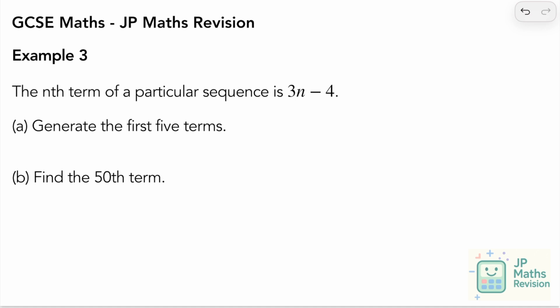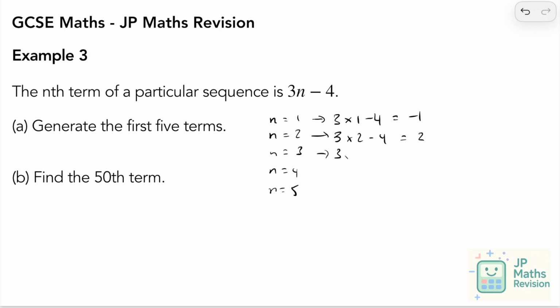This example here, it says the nth term of a particular sequence is 3n minus 4, generate the first 5 terms. So again, we're going to replace n with 1, 2, 3, 4 and 5. If we do that, when n is 1, we're going to do 3 times 1 minus 4, which is minus 1. When n is 2, we're going to do 3 times 2 minus 4, which is 2.